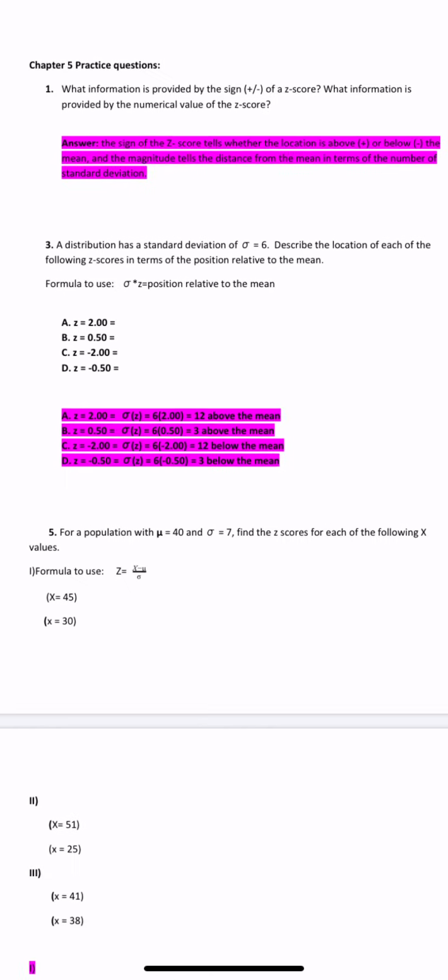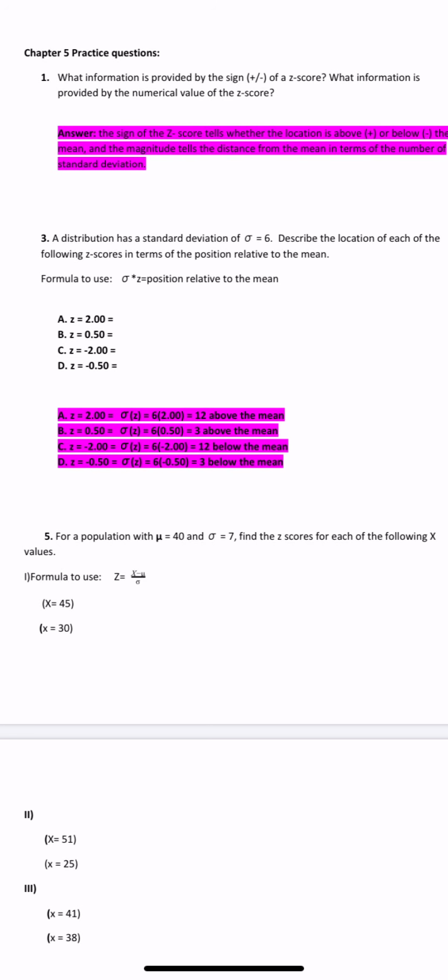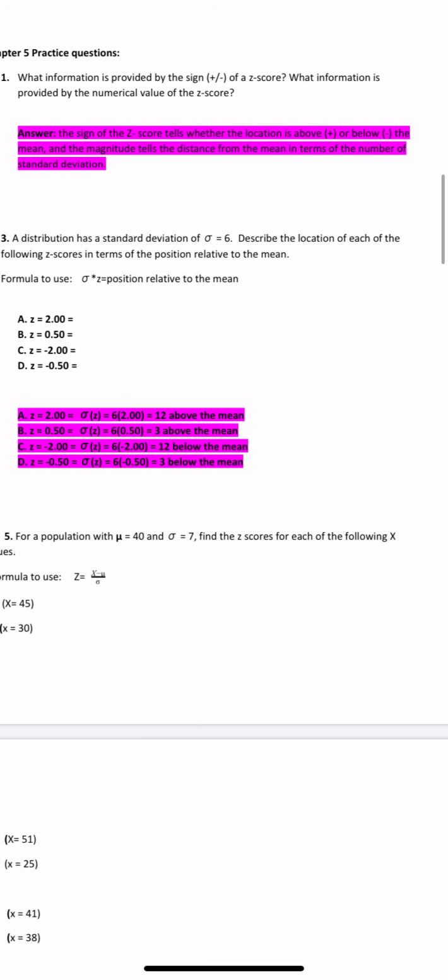Z-scores. Question 1. What information is provided by the sign, plus or minus, of a z-score? What information is provided by the numerical value of the z-score? All right, so the answer is the sign of a z-score tells you whether the location is above or below the mean. Positive means you're above the mean. Negative means you're below the mean. And the magnitude, or the actual z-score, tells the distance from the mean in terms of number of standard deviations.